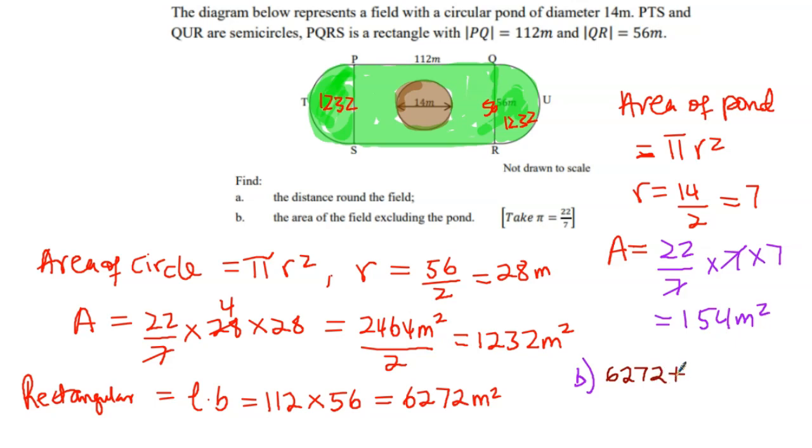6272 plus 1232 plus 1232 minus 154. That will give us 8582 meters squared. So these are all the calculations that you have to take your time to process.